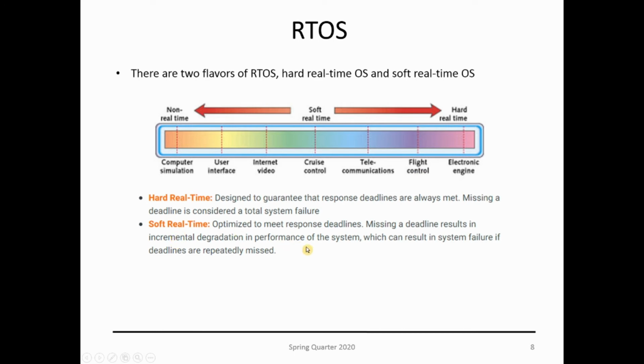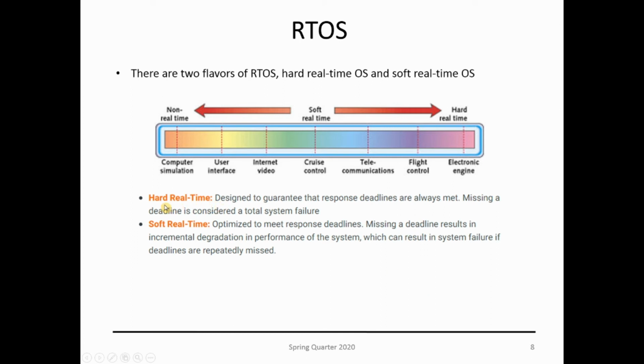Soft real-time is optimized to meet response deadlines. Missing a deadline results in incremental degradation, which can result in system failure if deadlines are repeatedly missed, but you can tolerate that to some extent. Examples are a user interface or video.